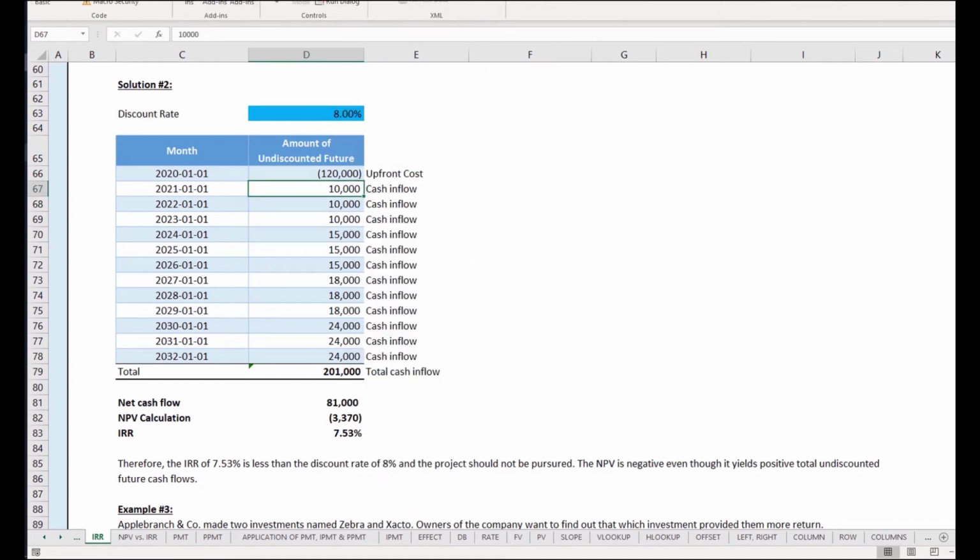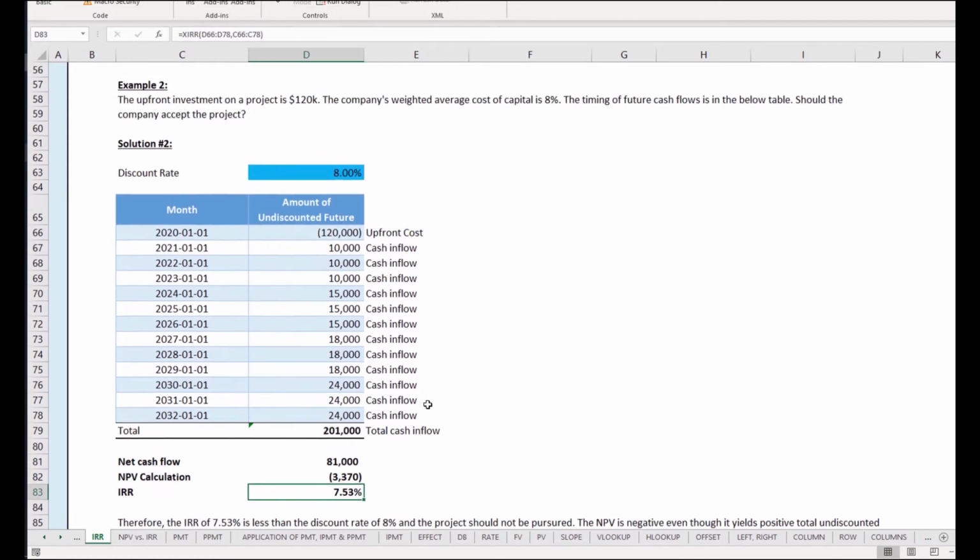And if we wanted to calculate the IRR, we can see that calculation in cell D83. Again, we only want to accept this project if the IRR is greater than the company's weighted average cost of capital. In this case, we can see the IRR is equal to 7.53%. The discount rate for the company is 8%, and therefore it is less than the discount rate, and it would not have any accretion to the value for shareholders. It would be a waste of time. Therefore, this project should be declined.